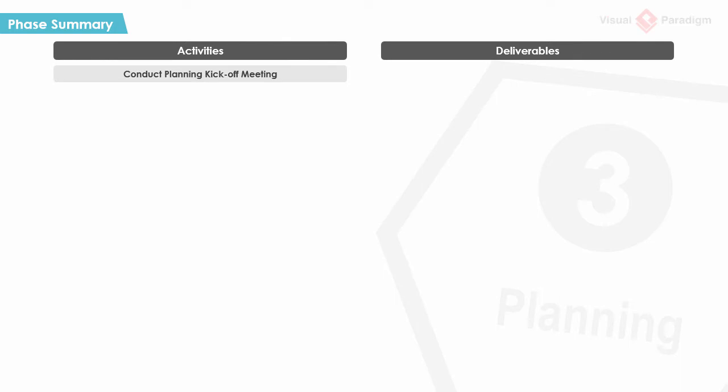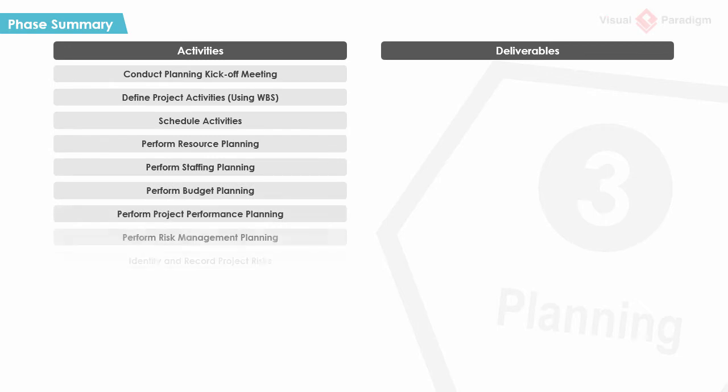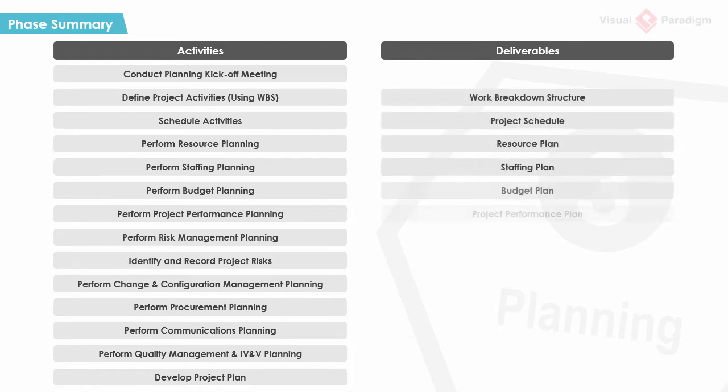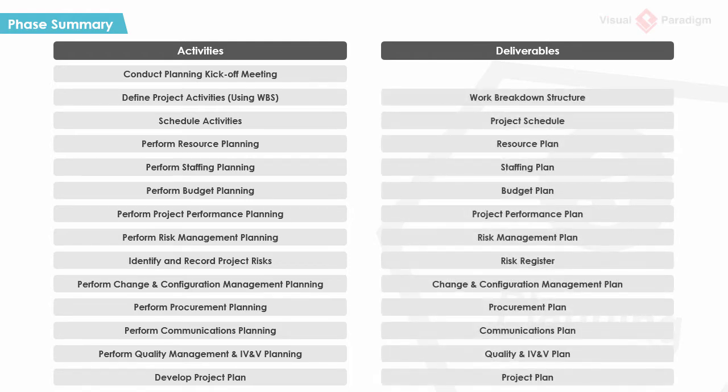The first activity is to set expectations with the team by conducting a kickoff meeting with all the participants of this phase. After that, a bunch of planning activities will be performed. We will go through each of them in a minute. The results of planning will be documented with a set of deliverables. Let's go through the major activities now.